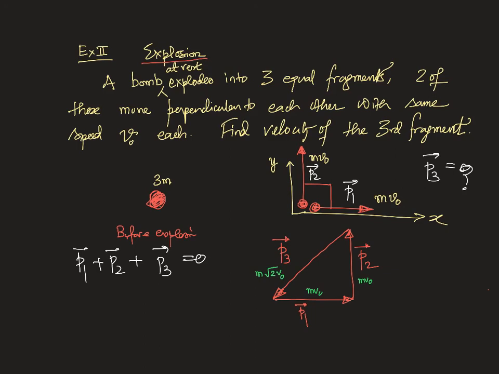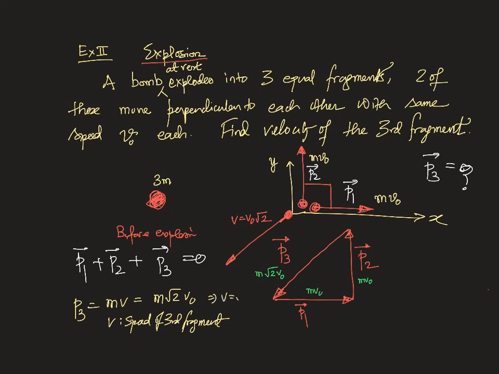So P3, the third part will move in this direction. With what speed? v is v0 root 2, because the momentum of the third part P3 is equal to m times v. Let v be the speed of the third fragment. So that is m root 2 v0, which implies v equals root 2 v0.